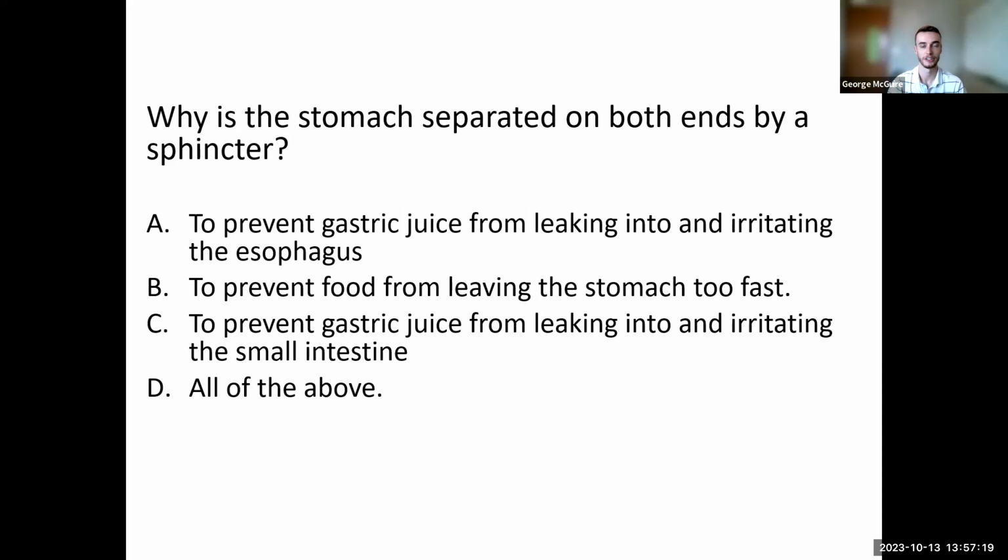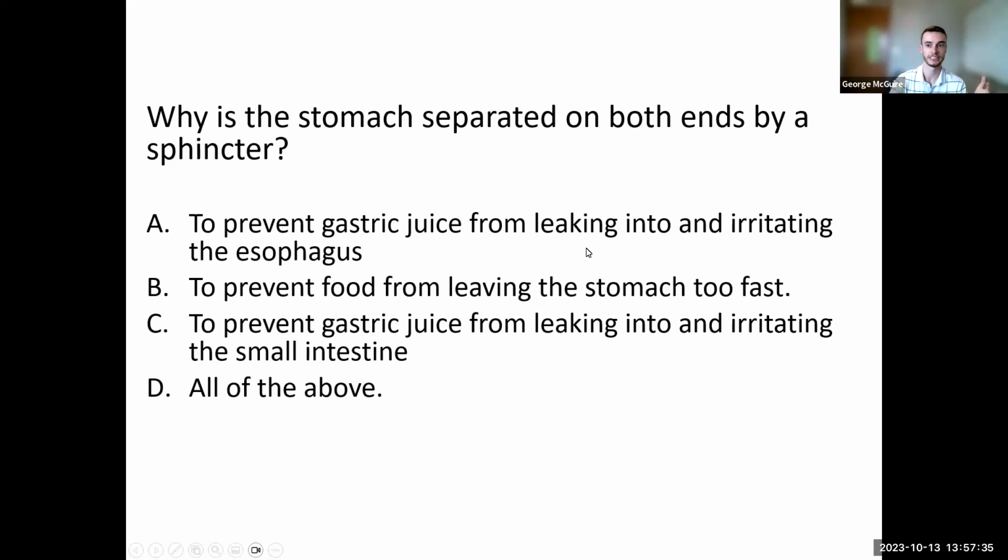I'll take a minute for you guys to think about this. Go ahead and pause. Okay, so hopefully you chose all of the above here, right? These are all situations that we would want to avoid.